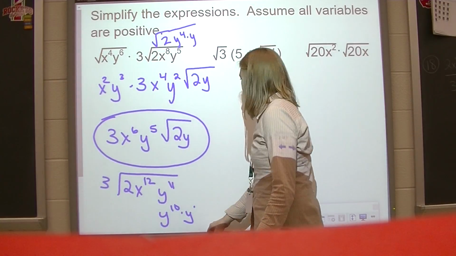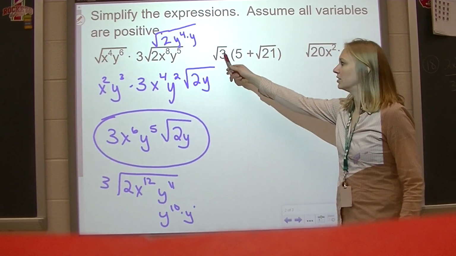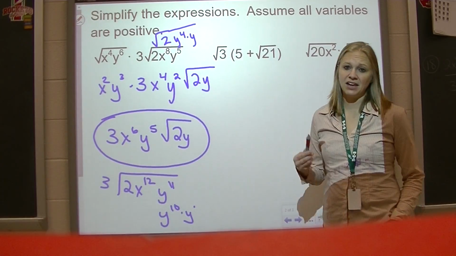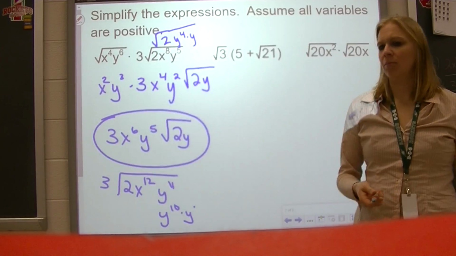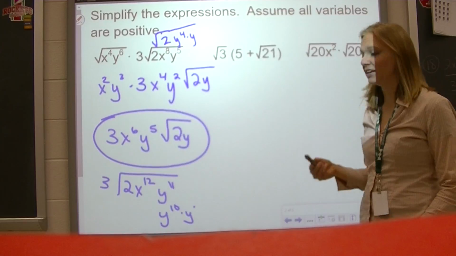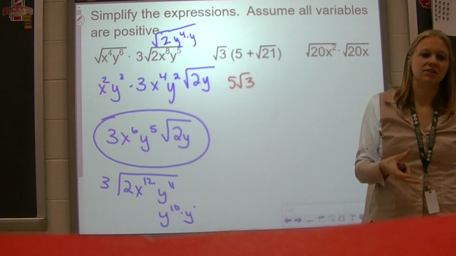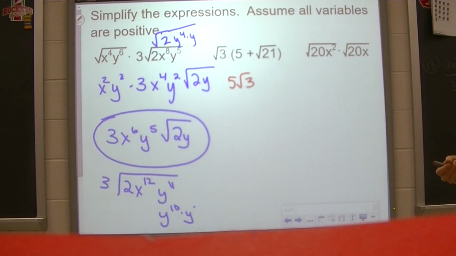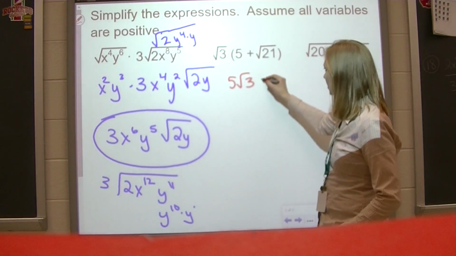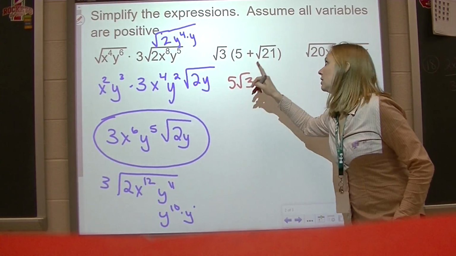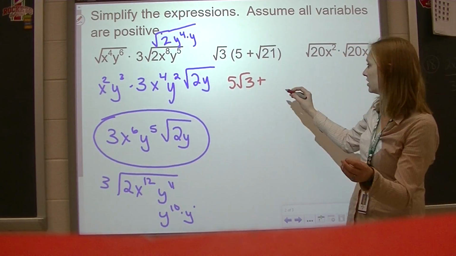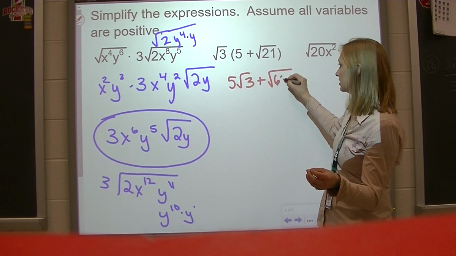Okay, we'll have problems like this. The square root of 3 times 5. Now that you can actually multiply, but it's not the square root of 15. It's just 5 square root of 3. Multiplying them is just basically putting them together. And then plus the square root of 3 times the square root of 21, since they're both under the radical, that can change to the square root of 63.